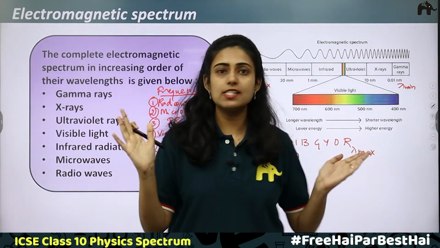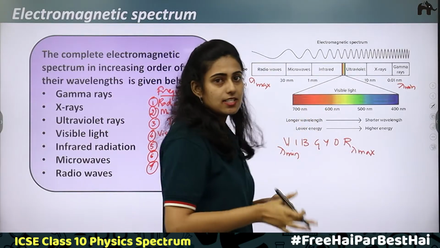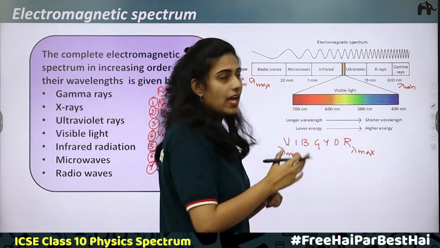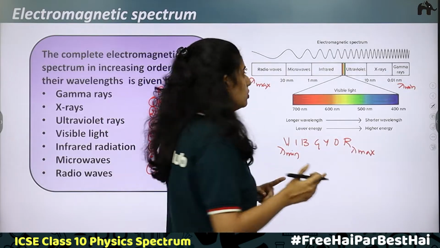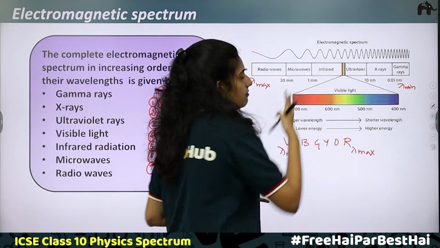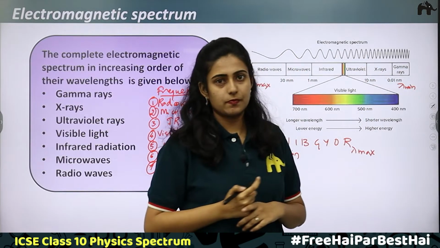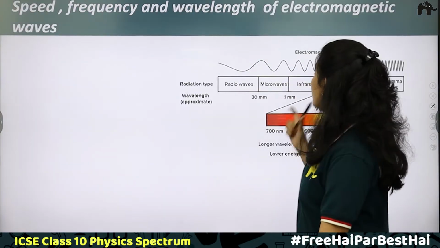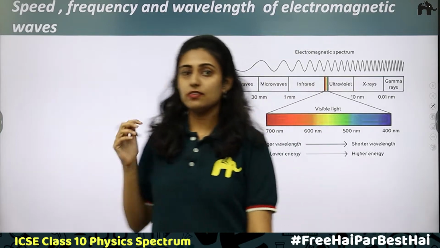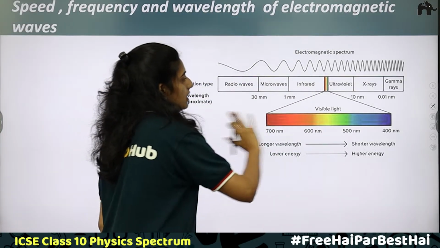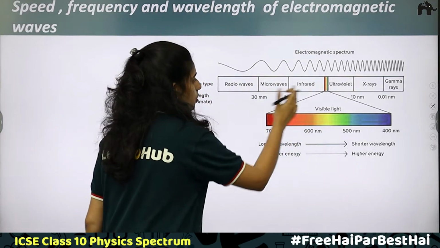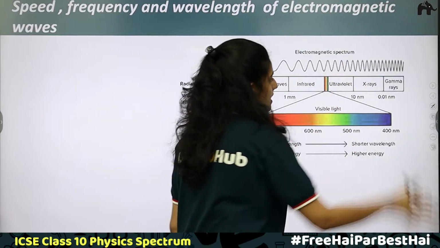So, on both sides of visible light, in the electromagnetic spectrum, we have invisible spectrum, which includes the radio waves, microwaves, infrared waves and ultraviolet, X-rays and gamma rays. Speed, frequency and wavelength of electromagnetic waves. So we have said that the wavelength will be in the decreasing order. Here we have radio, micro, infrared, visible, ultraviolet, X-rays and gamma rays.